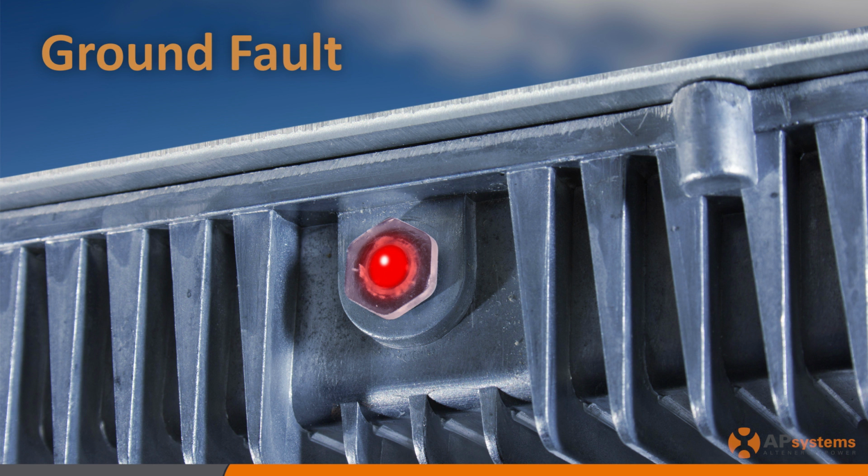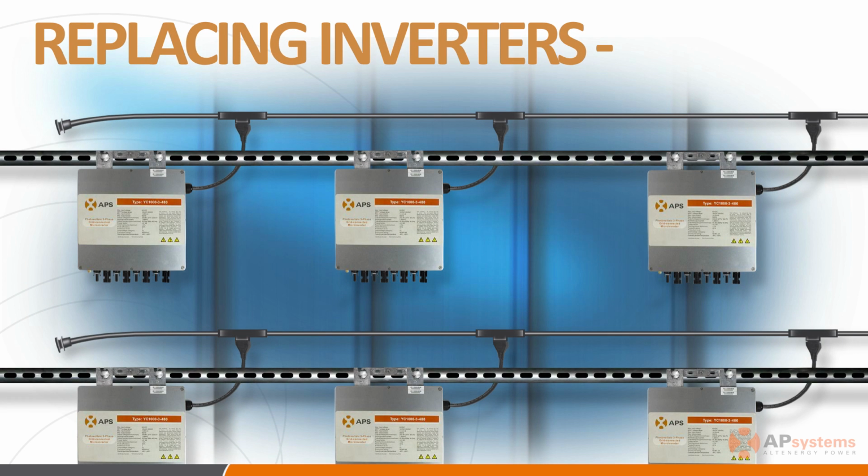A solid red LED indicates the inverter has detected a ground fault. For the most part, replacing the microinverter is as simple as reversing the installation process for removal and replicating it for reinstallation, with a few extra steps added to the procedure for your safety. You'll want to remove the inverter using the following steps.